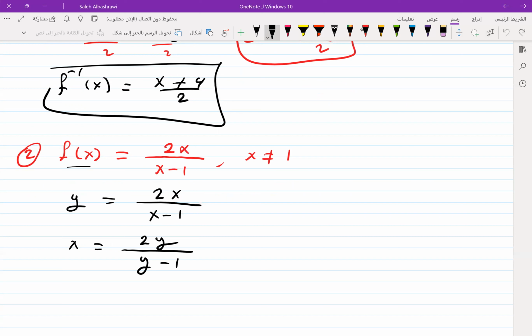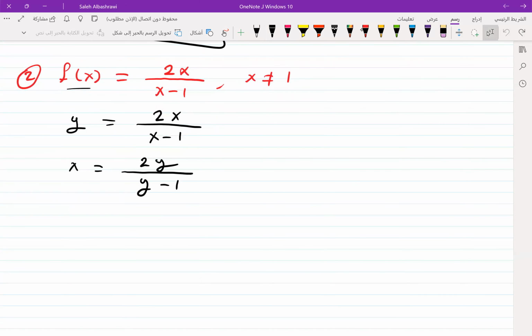Third step, let's solve for y. I want to solve for y. So by cross multiplication, 2y times 1 and x times y minus 1. I will have 2y equal to x multiplied by y minus 1.